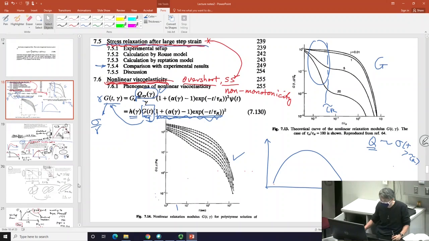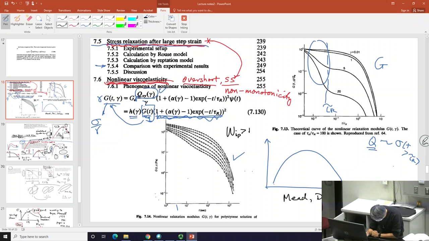I felt I didn't do justice to the Q model. I should say more. There are further developments after the book. For example, Mead, Doyle, and Larson, three of them, made additional contributions, I think around this time, to take care of the problems, in particular, the problem in the limit of Rouse-Weissenberg number larger than 1.